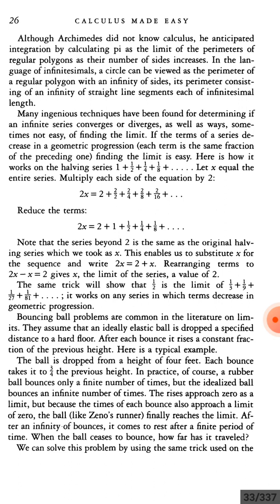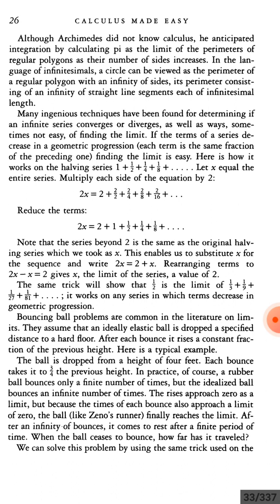Although Archimedes did not know calculus, he anticipated integration by calculating pi as the limit of the perimeter of a regular polygon as the number of sides increases. In the language of infinitesimals, a circle can be viewed as a perimeter consisting of an infinity of straight line segments, each of infinitesimal length. Many ingenious techniques have been found for determining if an infinite series converges or diverges, as well as ways, sometimes not easy, of finding the limit.